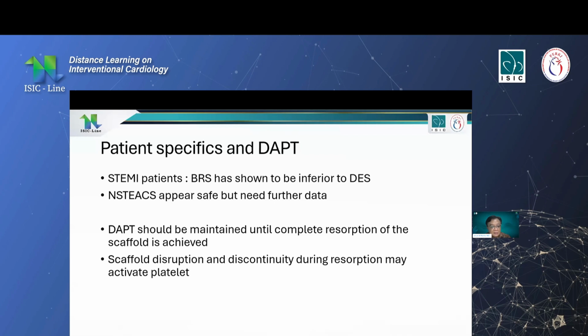Because some of the trials show that scaffold disruption and discontinuity during resorption may activate platelets. So until the resorption is complete, then you can remove one of the antiplatelets.